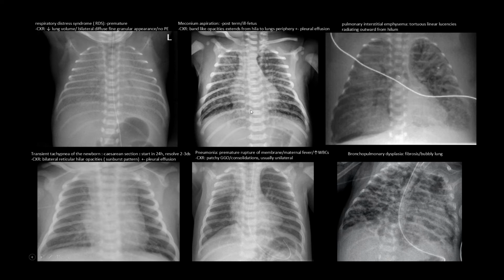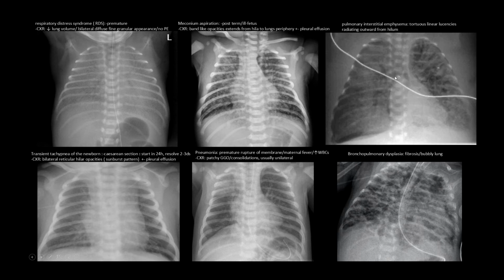In meconium aspiration, usually there are dense band opacities that extend from the hilum toward the periphery of the lung, as you can see here. You can see the left side. Neonatal pneumonia usually presents as patchy consolidation and is usually unilateral.